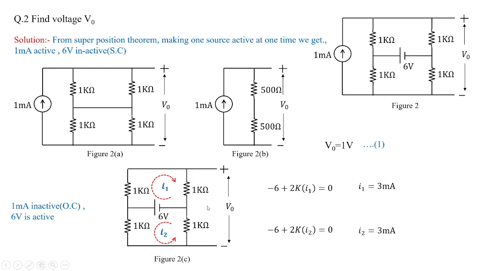These currents, how do they flow across 1 kilo and 1 kilo? From the bottom, it is flowing like this, plus and minus, because we are taking the anti-clockwise direction. From the top, it is flowing from upper to lower. So the net value of voltage is 3 volts on the upper side and minus 3 volts on the lower side. So the net voltage value here is 0. So from the superposition theorem, you have to sum up result 1 and result 2, which will give you the value of V0 equal to 1 volt.